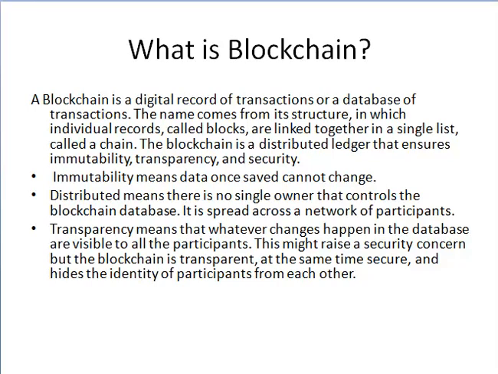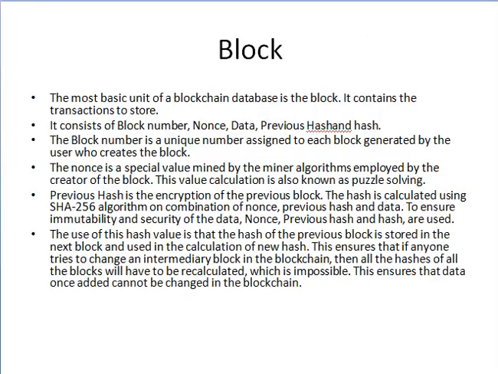Now, the key features of a blockchain are that they are immutable, distributed, and transparent. That is, whatever changes happen in the database will be visible to all the participants who own that particular blockchain. Now, what is a block? A block is a structure in which we have multiple fields like the block number, nonce, data, previous hash, and the hash for the next block.